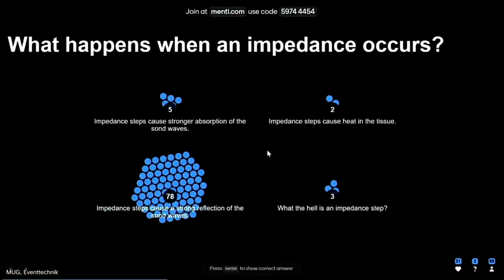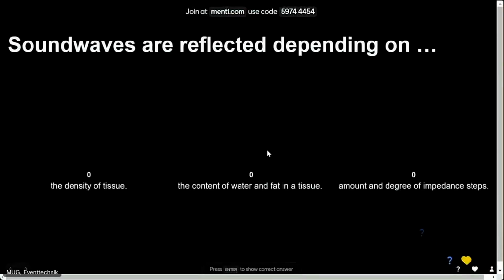Now we have a next question for you. Sound waves are reflected depending on the density of tissue, the content of water or fat inside the tissue, or the amount and the degree of impedance steps.